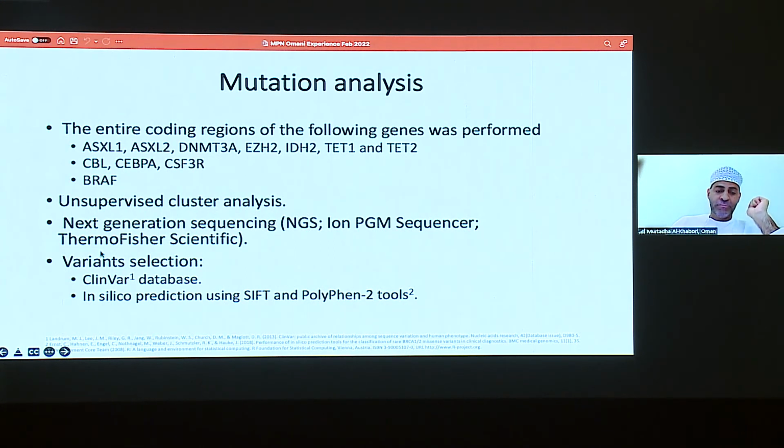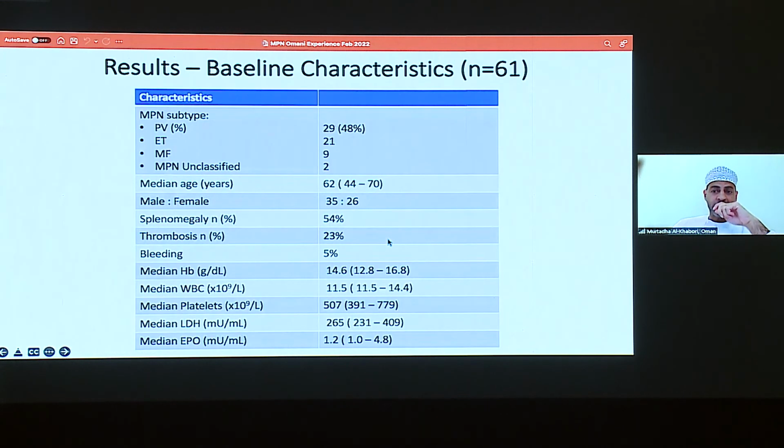And then we identified the variants, and we tried to classify them either based on the ClinVar database, based on the clinical information, or if we did not find the clinical information there, we went with other tools, the SIFT and PolyPhen-2 tools, which use computer prediction, in silico prediction, of whether a variant is pathogenic or not.